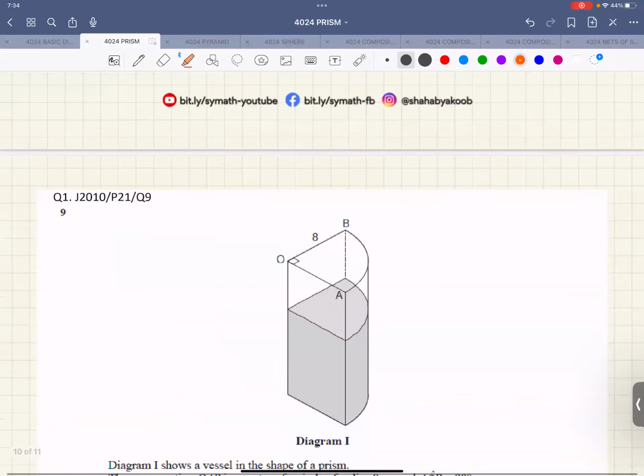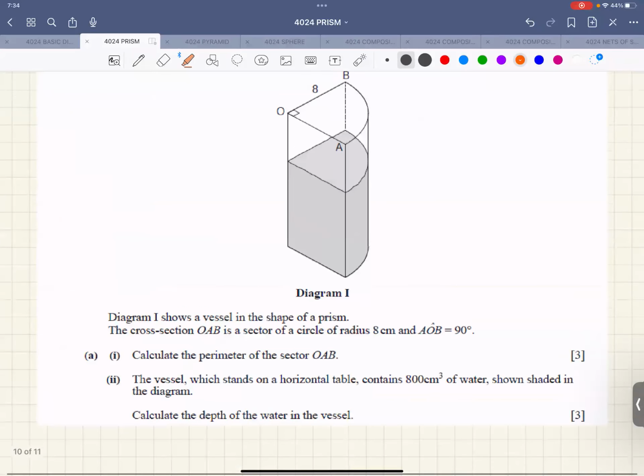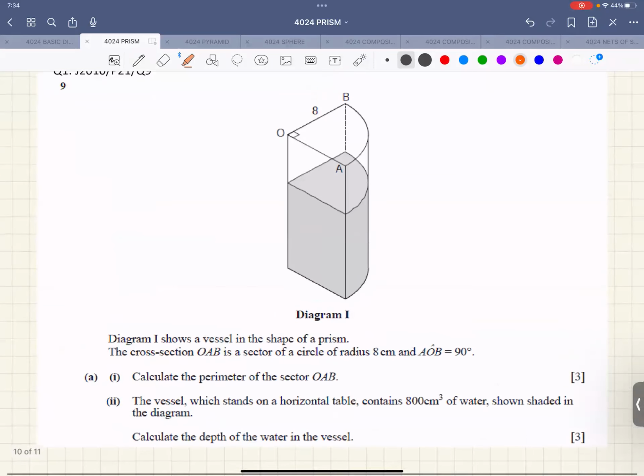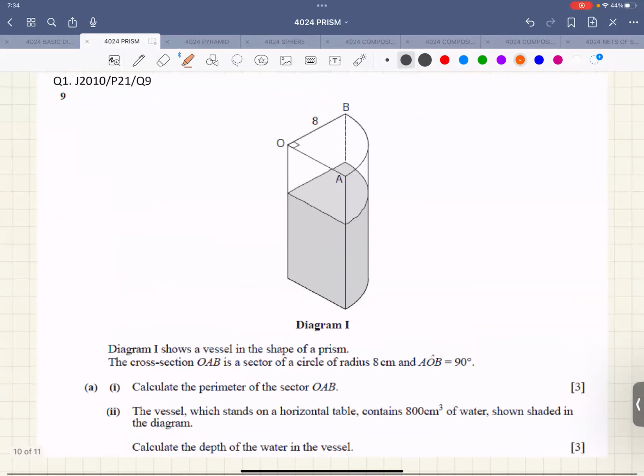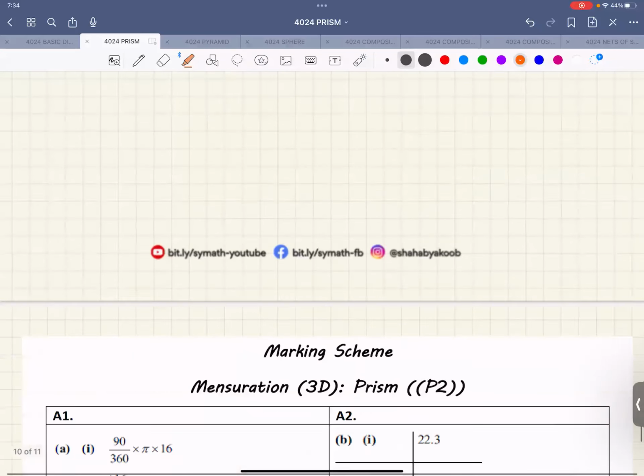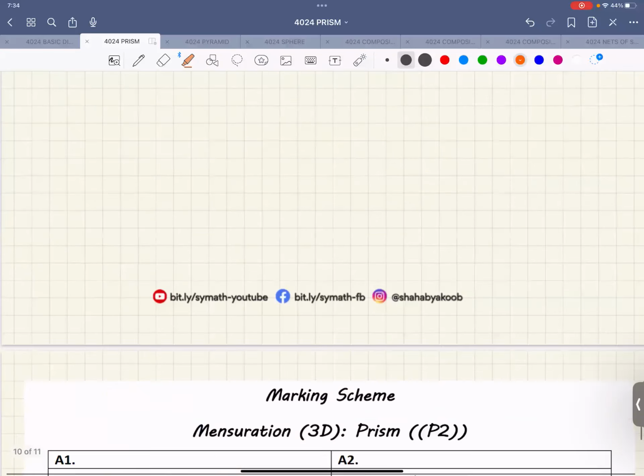Now, another question similar to this. Just have a look at this question. This is again a paper 2 question. It's just like the cake one, except for the fact that this is a quarter circle over here. Let's see how many parts there is. We're just focusing on the first part.